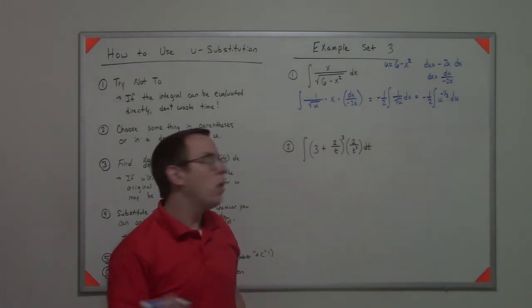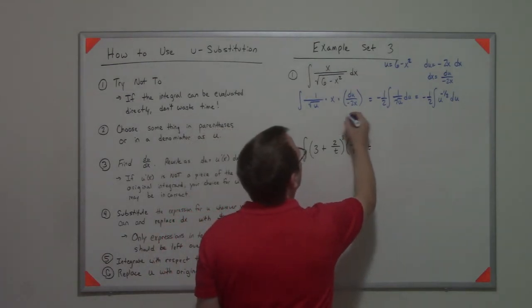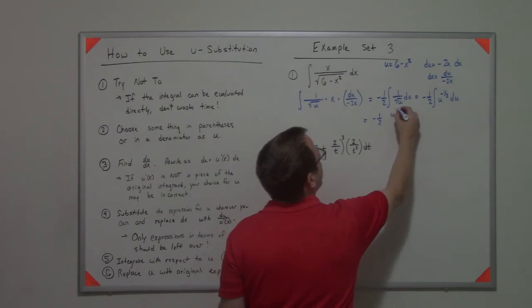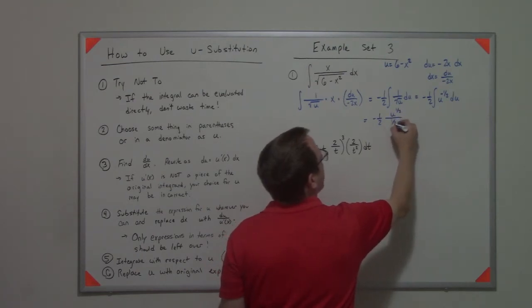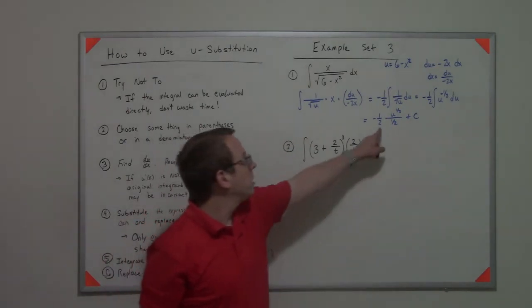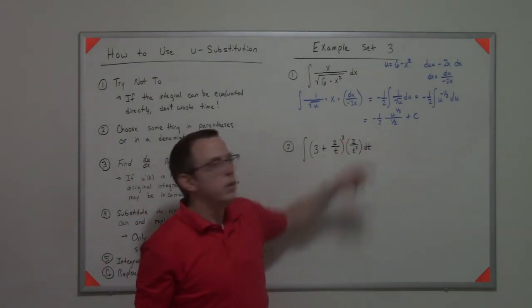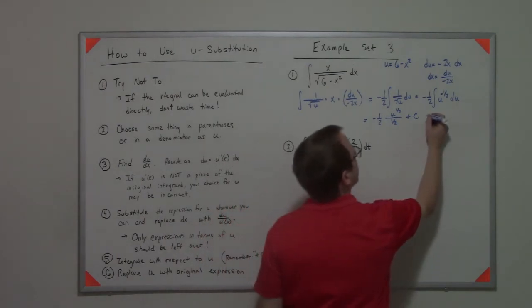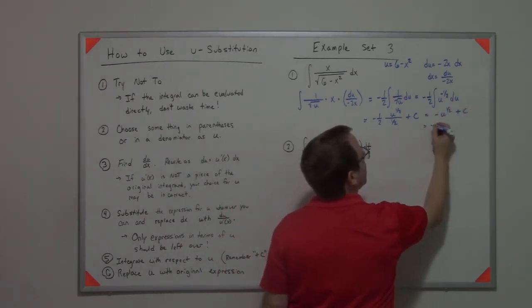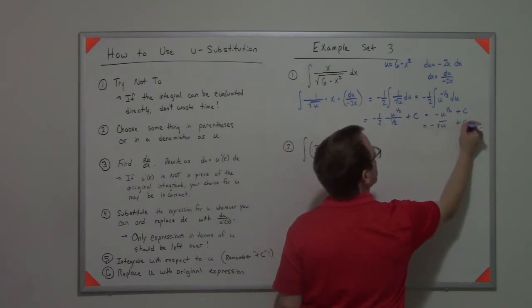So then I use the power rule. I say negative 1/2 u to the 1/2 divided by 1/2 plus c, which is convenient because I have a 1/2 and a 1/2. The only thing left over is that negative. So that's negative u to the 1/2 plus c, which is negative square root of u plus c.